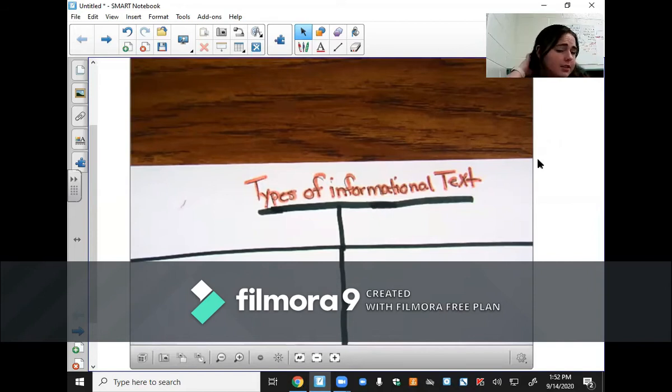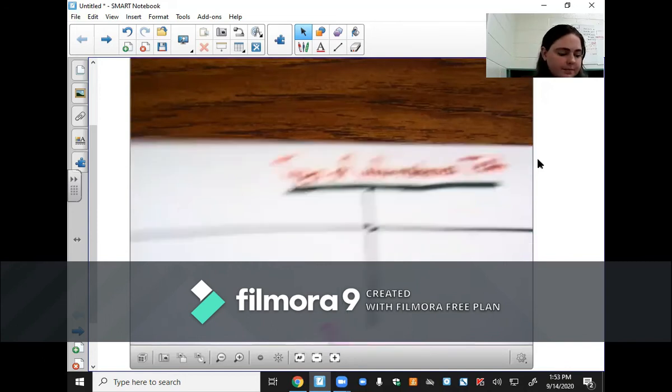So this week, you guys are going to be learning about the different types of informational text, and there are three different types that we're going to talk about. We're just going to look at the definitions for each, learn about each type, and then look at some key components that we need to look for when we're looking at different texts and trying to identify what text we need. All right, so we have types of informational text.